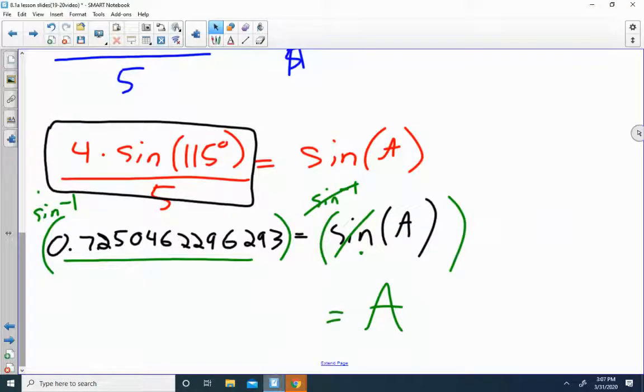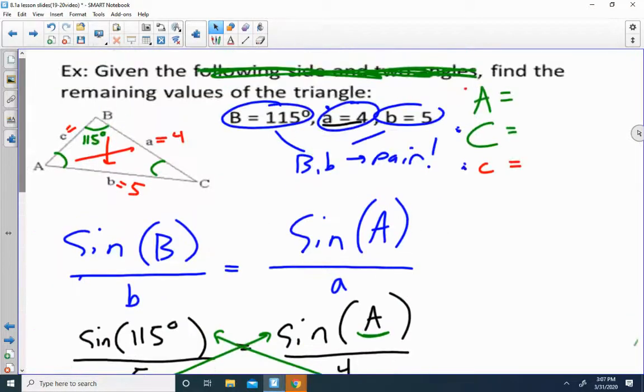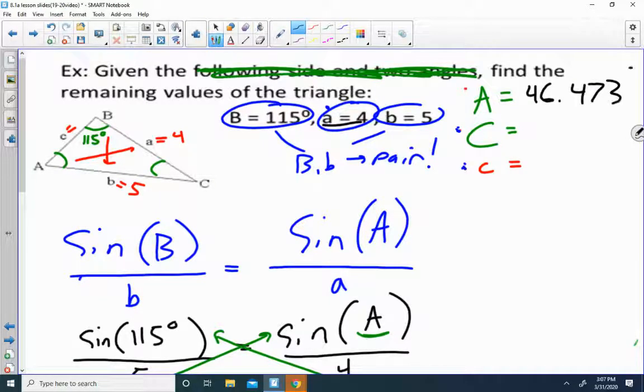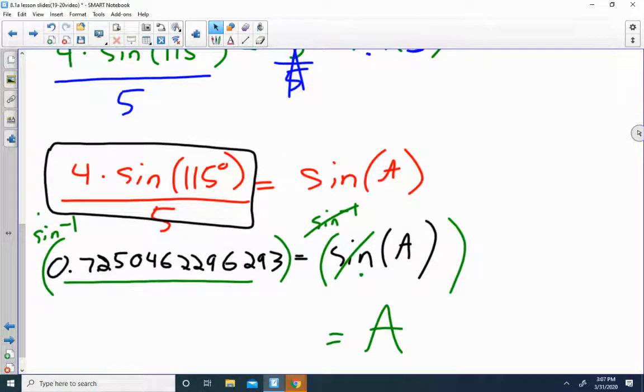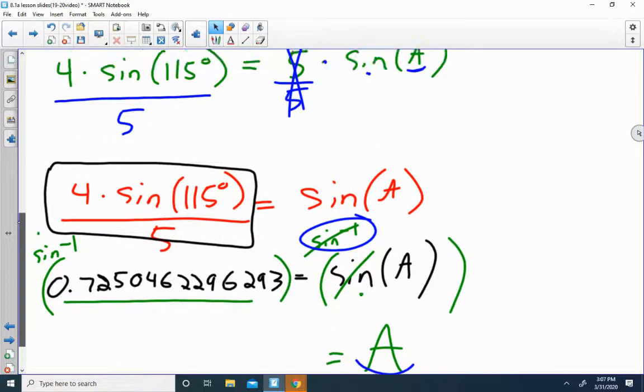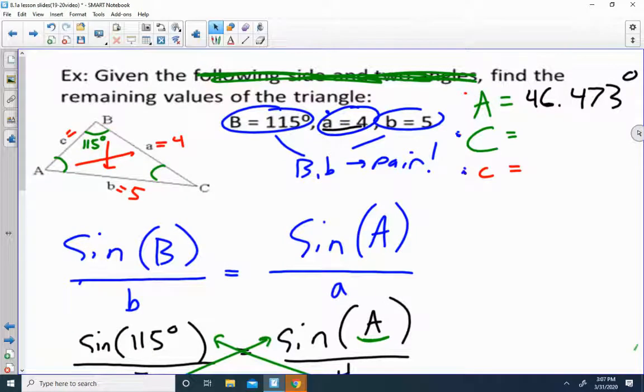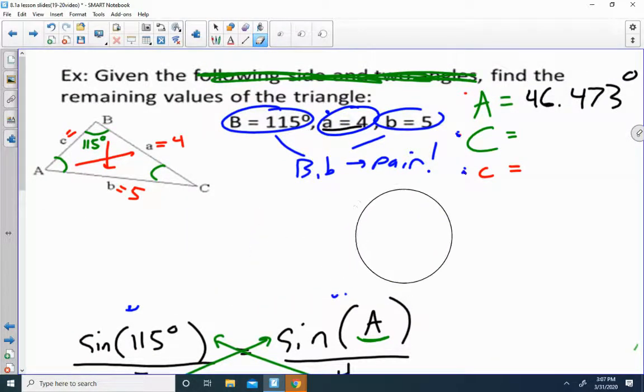So let's go back to the slide. We'll type that in for big A. Big A will be 46.473 degrees. Nice. So fair warning on that: in some cases, you will have to use sine inverse, especially if you're looking for an angle and not a sine. So just wanted to point that out. Now we got one of our answers. Now let's find the other two.